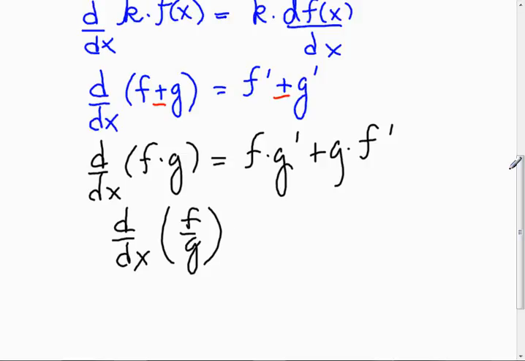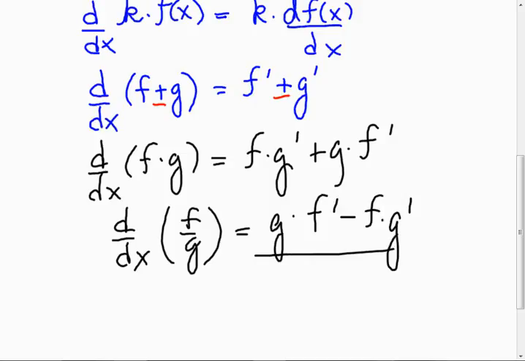Okay, so what's the quotient rule? So you start on the bottom and you go up. Minus f g prime over g squared. But I'm trying to think of what else there is. I don't think there's much else in there, but you have to be able to apply it.